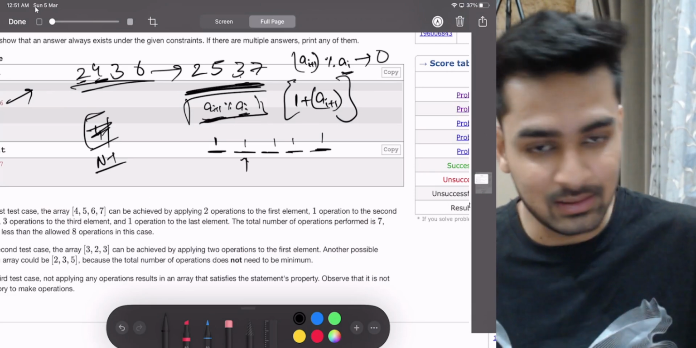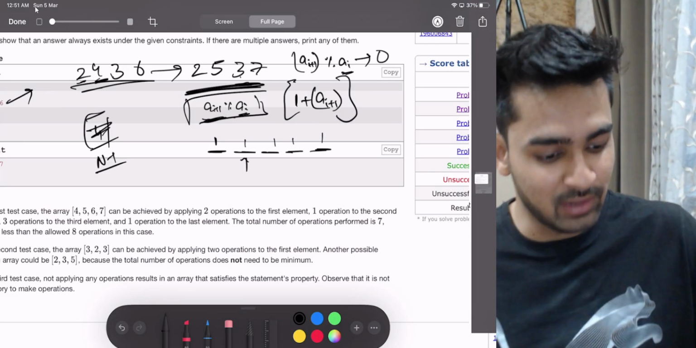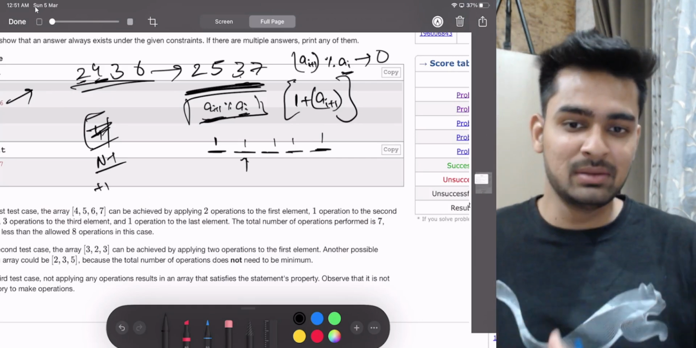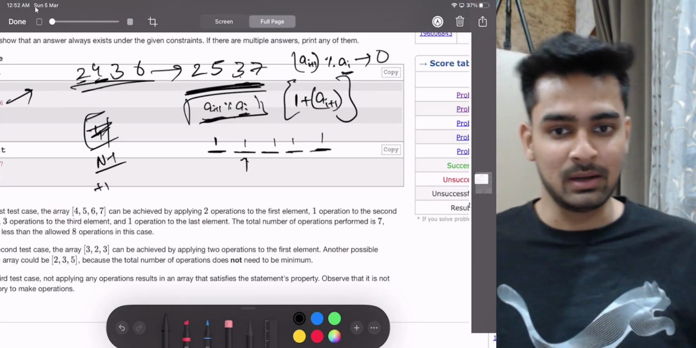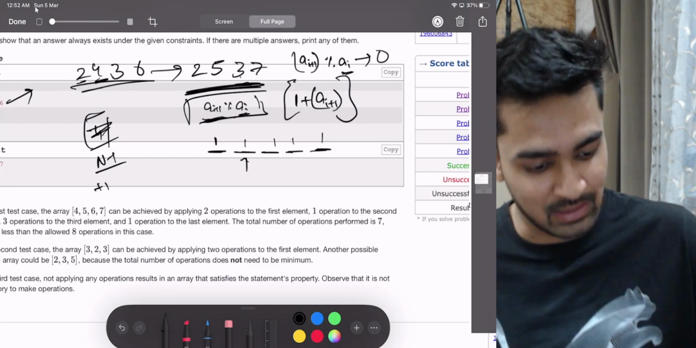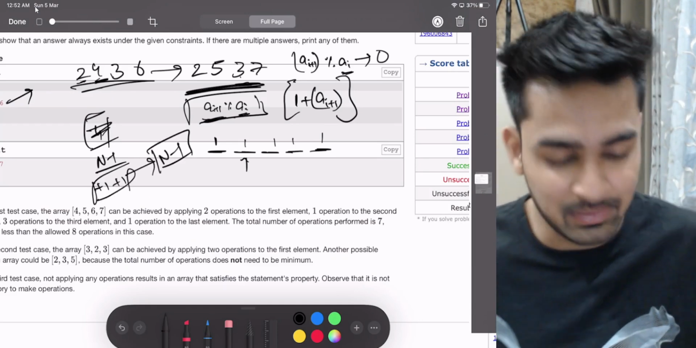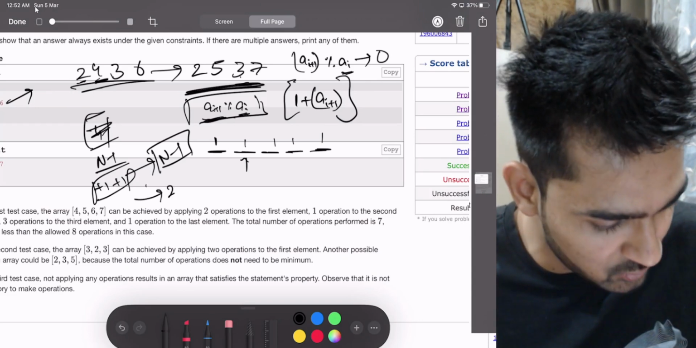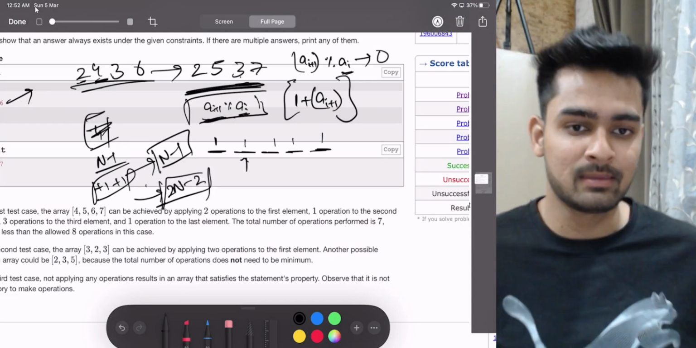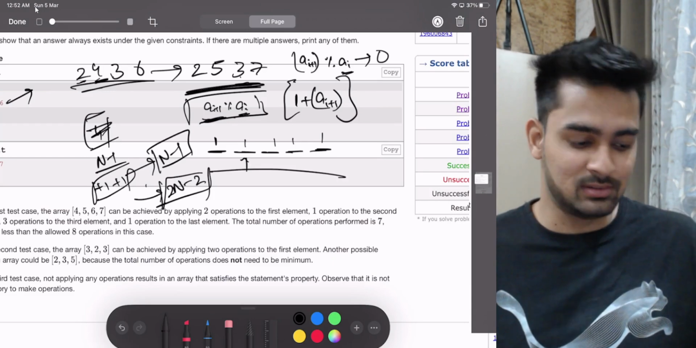Maybe the next element is divisible by the previous one, so we will add plus 1. Similarly, let's say again the next element was divisible by the previous one. Again plus 1. In such a way, we'll have to do maximum n minus 1 operations. So in total, we'll actually do 2n minus 2 operations only. And that is how this works.